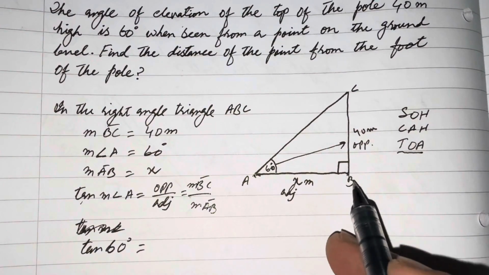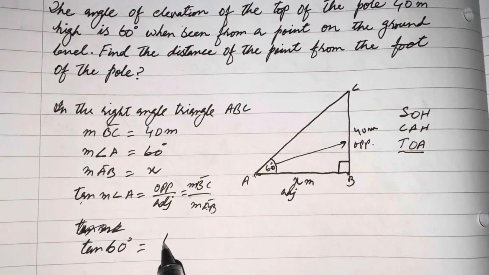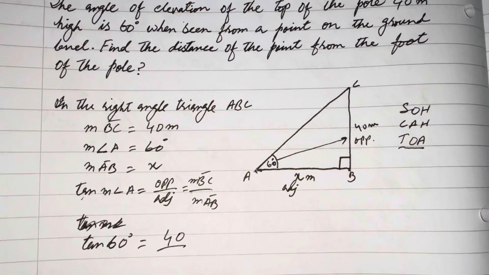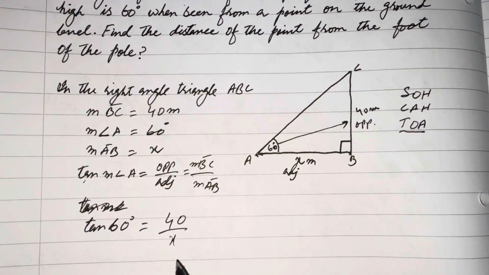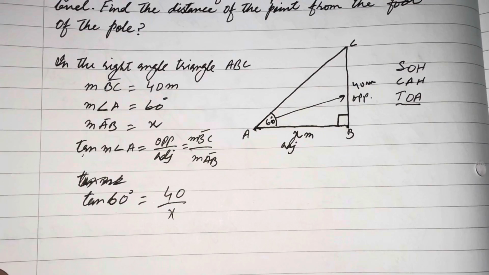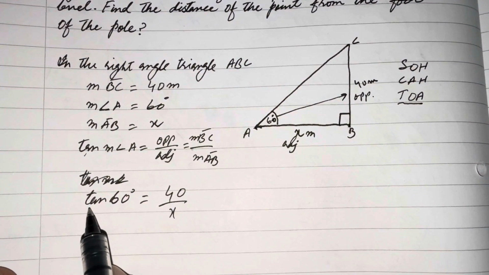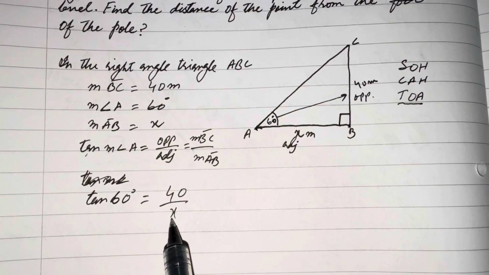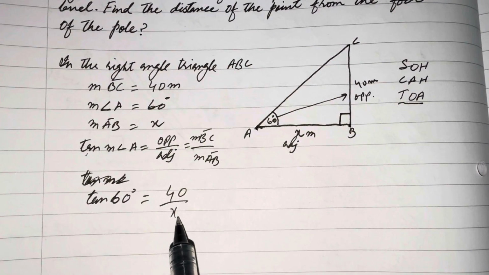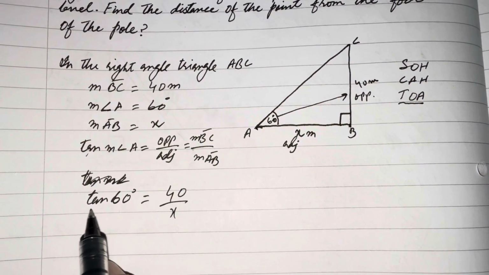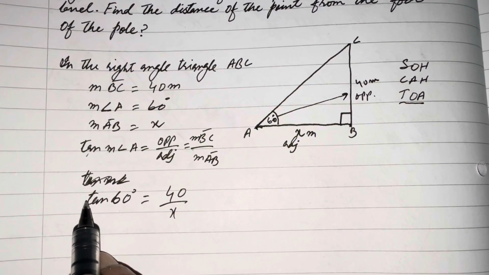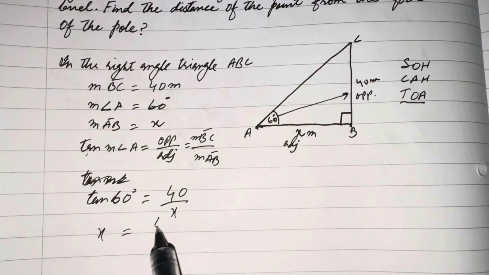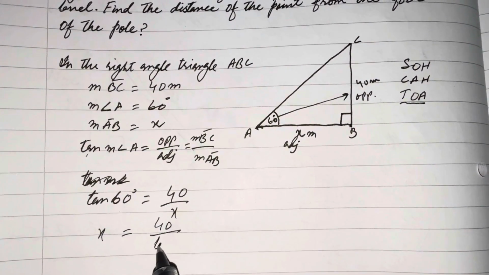So BC is given as 40 meters, divided by AB, which we have to find, so we will write X there. So that's the trigonometric ratio: tangent 60 is equal to 40 over X. So now we have to find the value of X, so switch this X from the denominator to the other side of the equation, and tangent 60 from the left hand side to the right hand side, so that can be written as X is equal to 40 divided by tangent 60.